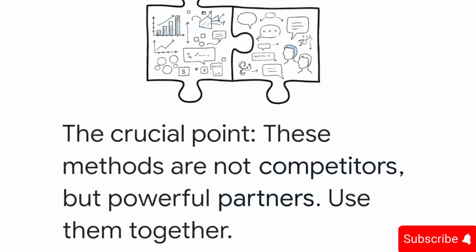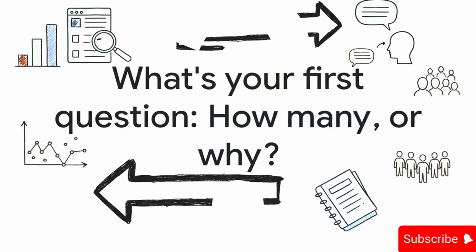You know, the most important thing to remember is this. Quantitative and qualitative research are not enemies. You don't have to pick a side. They are powerful partners. In fact, the absolute strongest conclusions always come from using them both together. And that really just leaves us with one last question for you. The next time you're facing a tough problem, ask yourself this: what do I need to figure out first? Is it how many, or is it why? Your answer to that question will tell you exactly which path to take.